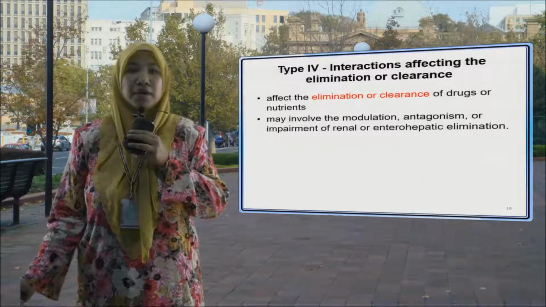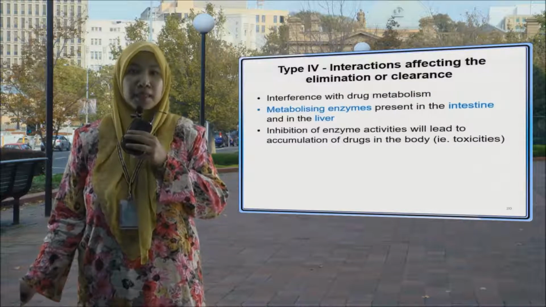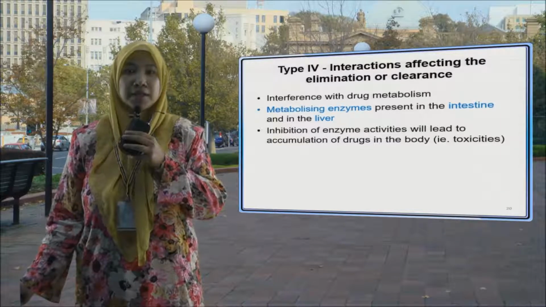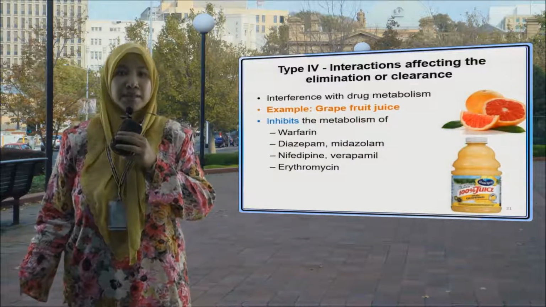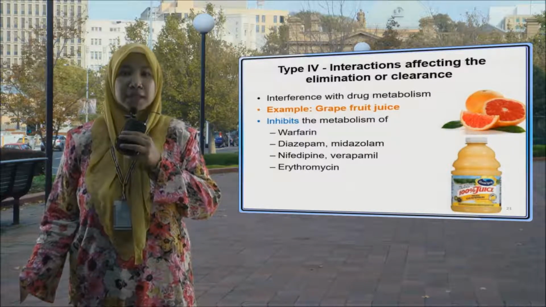Type 4, interaction affecting the elimination or clearance. May involve the modulation, antagonism, or impairment of renal or enterohepatic elimination. Interfere with drug metabolism. Metabolizing enzymes are present in the intestine and in the liver. Inhibition of enzyme activity will lead to accumulation of drug in the body. So for example, grapefruit juice inhibits the metabolism of drugs such as warfarin.